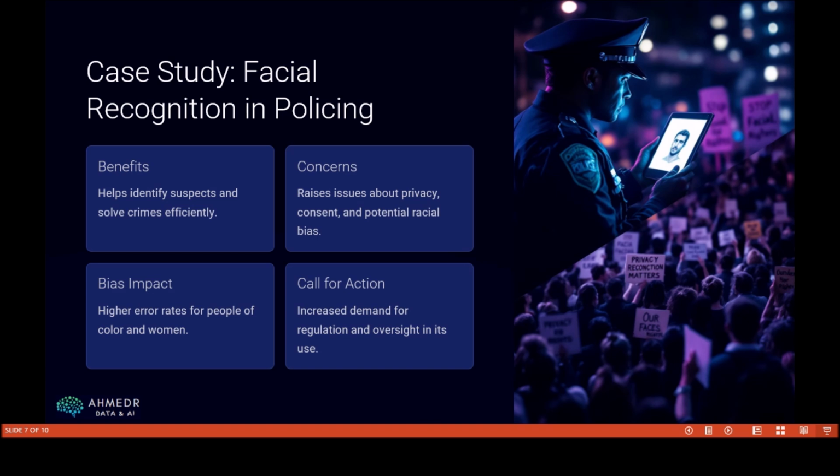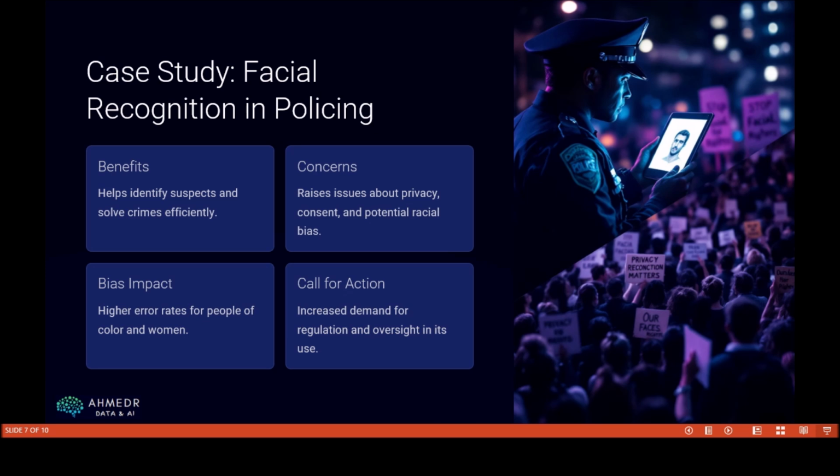We'll discuss now a real-world case study that addresses AI ethics. We're going to discuss two main case studies. One of them is facial recognition in policing.